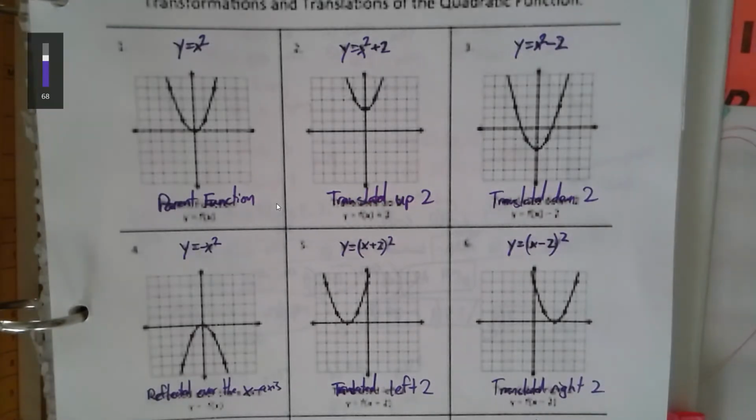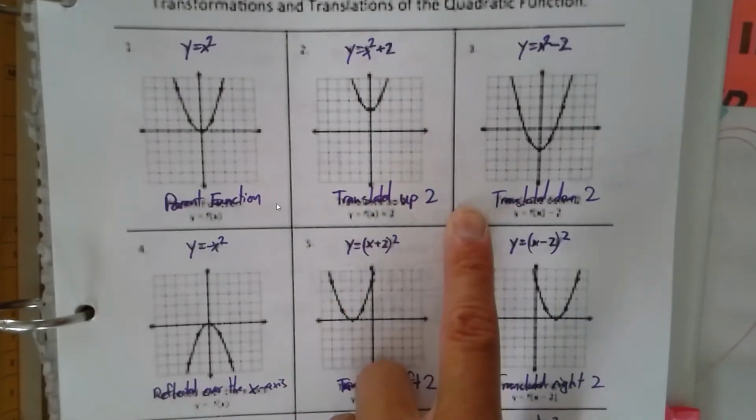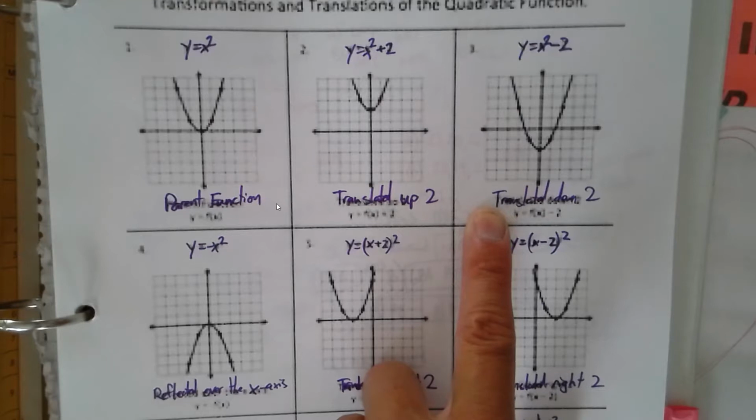Okay, I'm going to unfreeze the screen. And you guys can check your answers. I know it's kind of messy, but that says parent function. This says translated up to. This says translated down to over here. I want you to study over this.